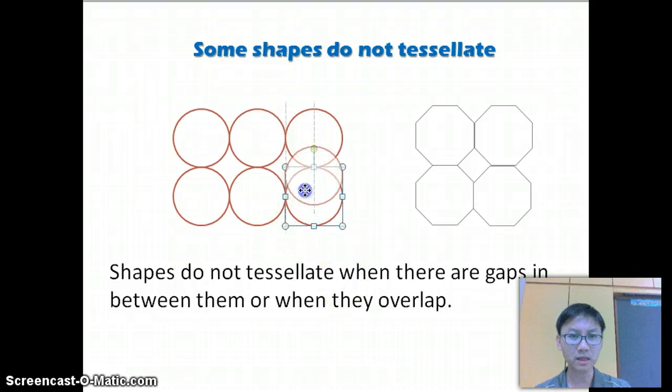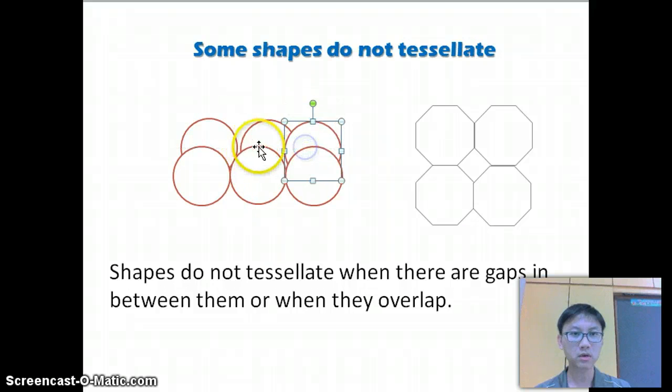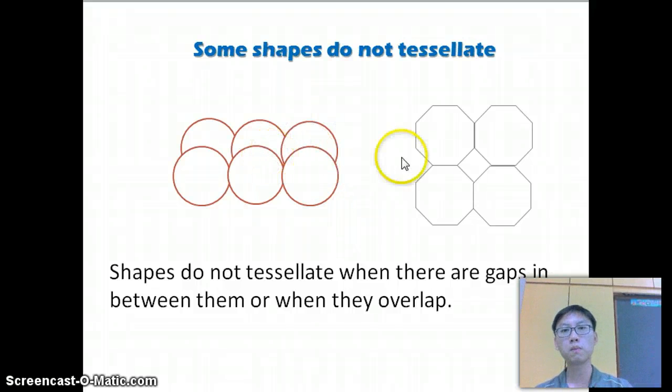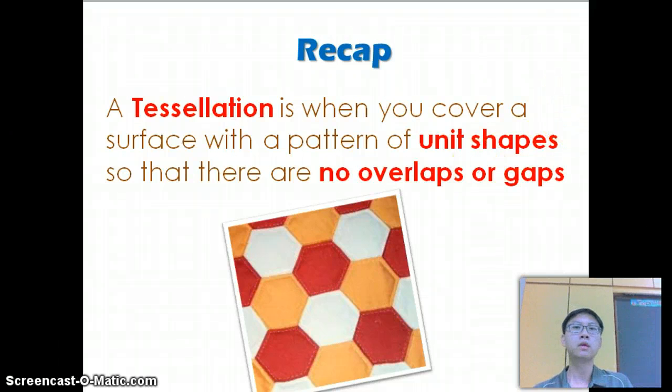So I can't do something like this. I can't do something like this, to try and make them tessellate. Whatever, there's no way. I can't do it like that. There's no way that I can make this circle or this shape tessellate, because no matter what I do, there will be gaps and there will be overlaps. So these two things cannot happen. So that's it. You've basically learned what you need to learn about tessellations.